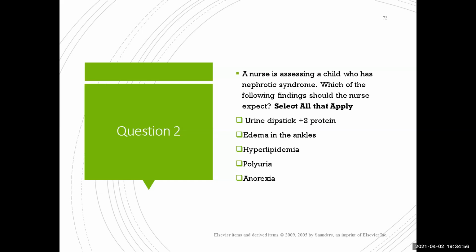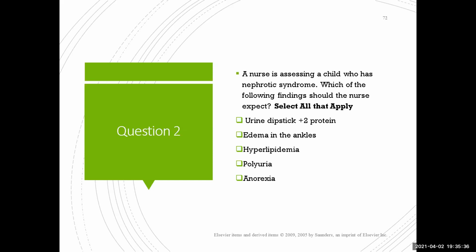A and C. Just tell me what you are looking for. Anorexia is one of them. Okay. Hyperlipidemia, yep. Edema. Protein in the urine. Right. What about polyuria? I have to remember what that is. That means a lot of urine, and I don't think that would be true, right? Because they would actually be withholding the urine, is it?